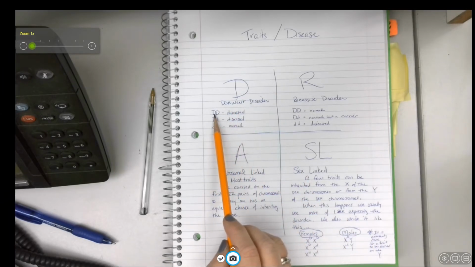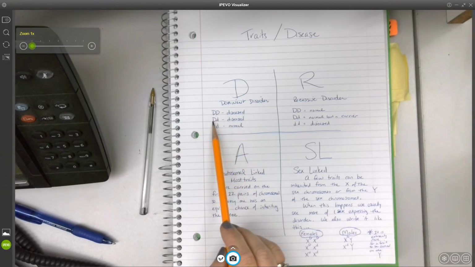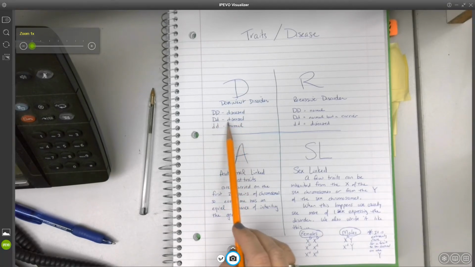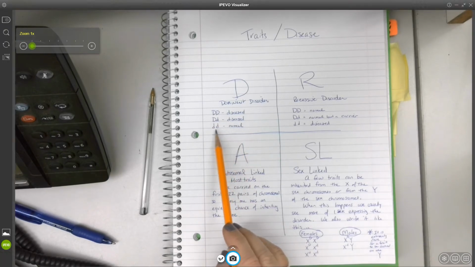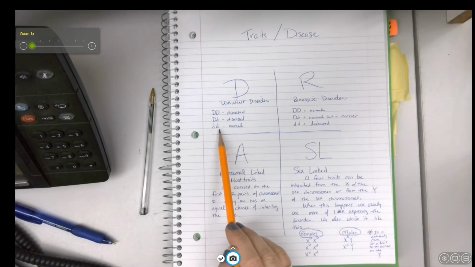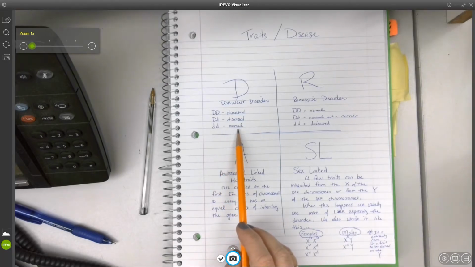So that would mean if you had both dominant alleles from both parents, you would definitely have the disease. If you had one dominant allele and then one recessive allele, then you would have this disease. And if you only had two little lowercase recessive alleles, you would not have this disease.